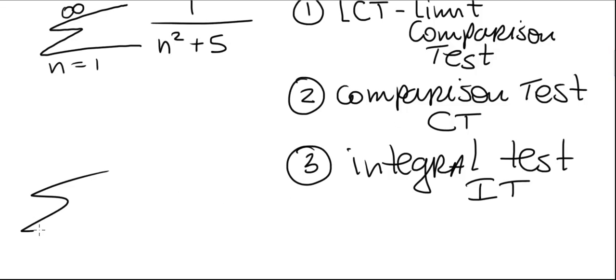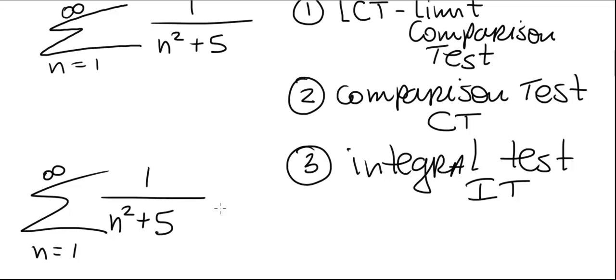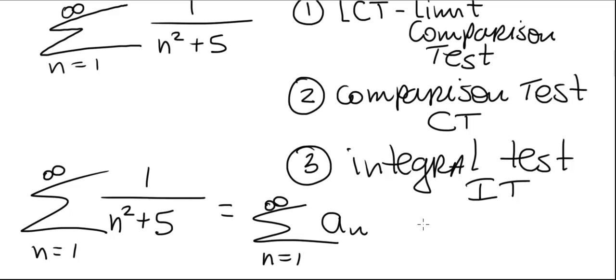We have our series, the summation n equals 1 to infinity, 1 divided by n squared plus 5, and we're going to call this the a sub n series. And we need to select the b sub n series to compare it to, and that same series will be used for the comparison test and the limit comparison test.